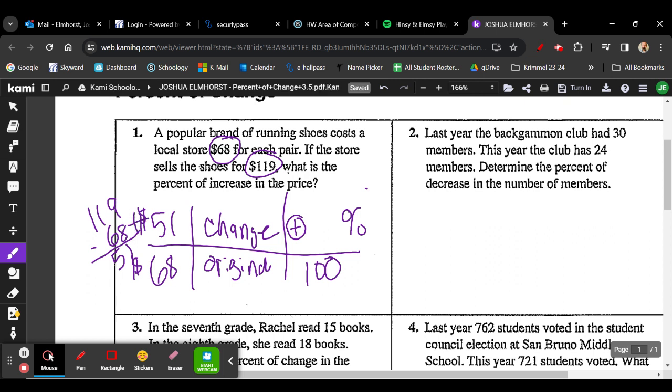Now we can cross multiply and then divide by 68 to help us solve. That would be a 75% increase in the price.